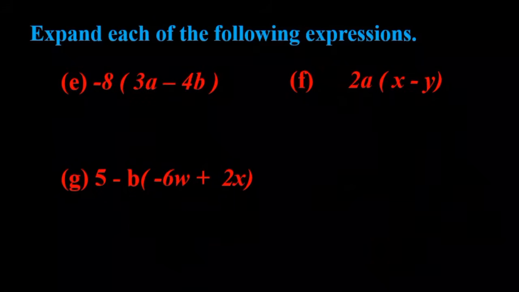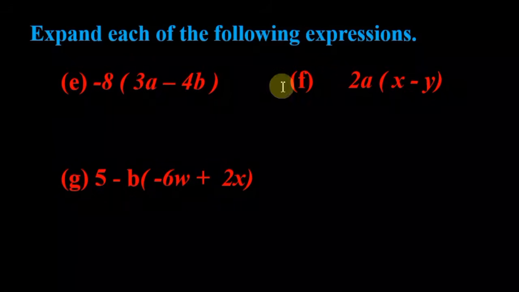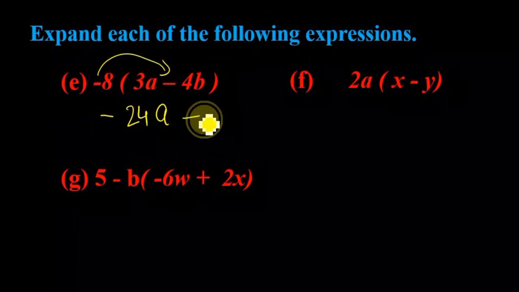So come on, the next E part is there. Again the same question. Now it's a little bit bigger values. Minus 8 into 3 means again change the sign, plus minus minus. 8 3s are 24a, and this minus when multiplied with this minus, minus minus plus. 8 4s are 32b, right?